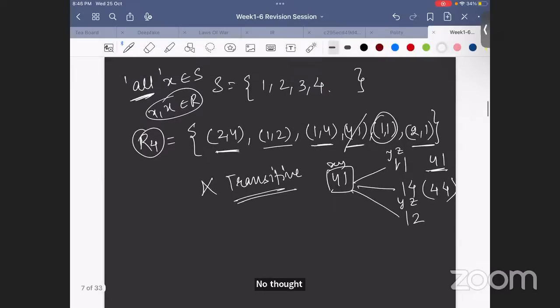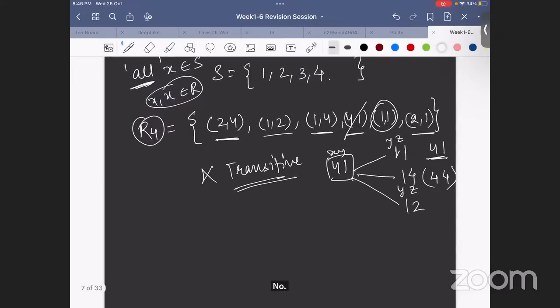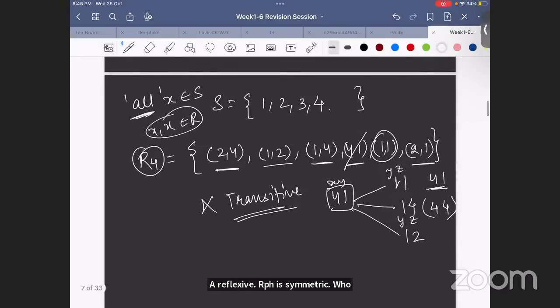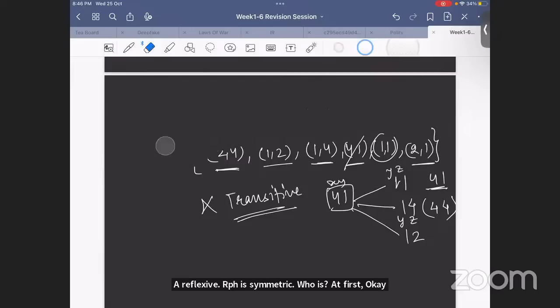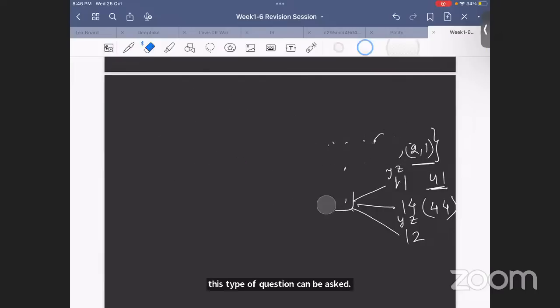Is it symmetric? No. (4,2) is not present. Clear to everyone? Yes, sir.